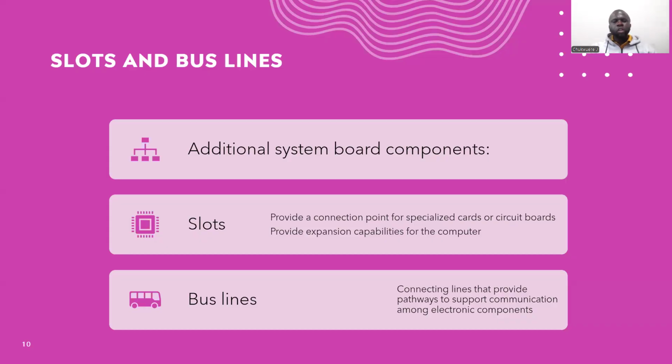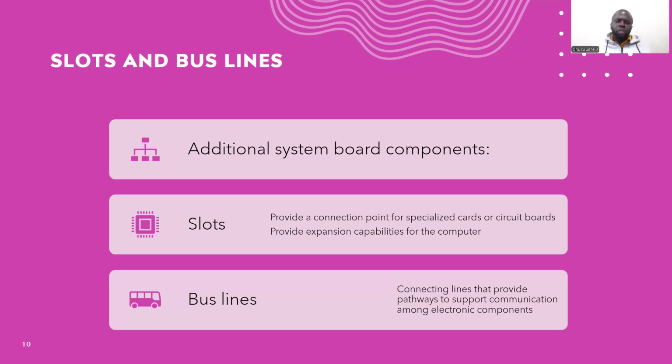Okay, and then again within the system unit you have a slot and bus line, additional system components, which is your bus line, right? And the slot provides, for example, a connection point for specialized cards, right? Or circuit cards, providing expansion capability for your computer.